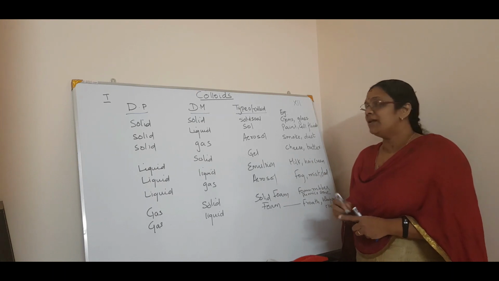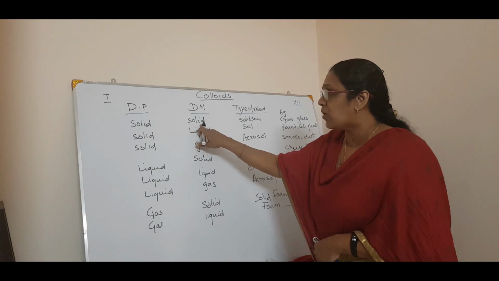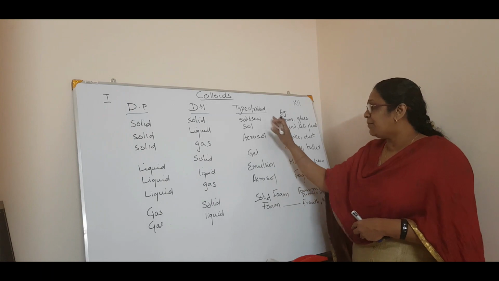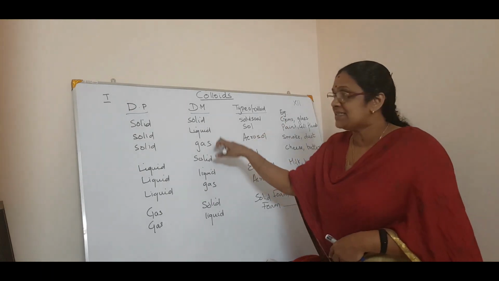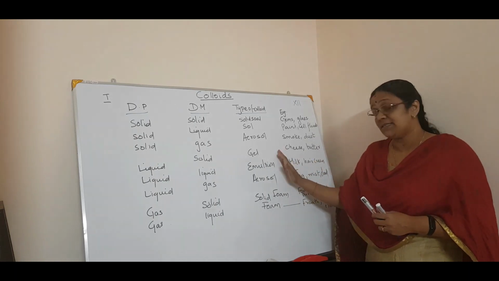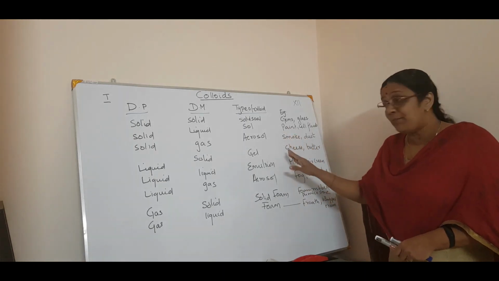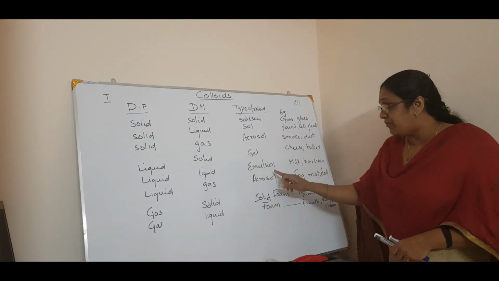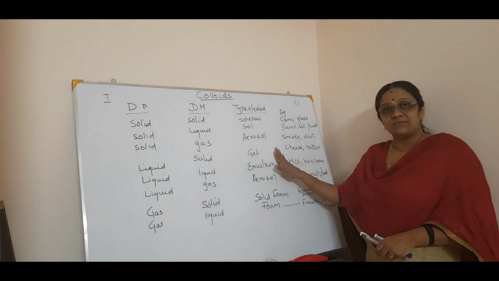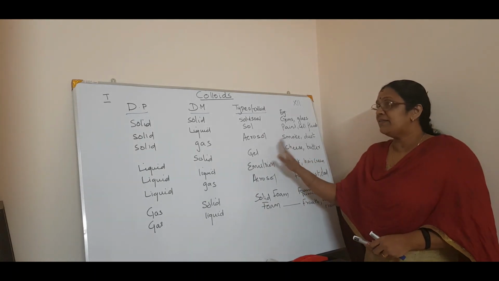So, one more question they can ask. What type of colloid is it when the dispersion medium is solid and dispersed phase is solid? Question comes like that. Okay. What is the type of colloid when the dispersion medium is gas and dispersed phase is solid? So that type of questions can come. So this table is very important. Or they can ask, give an example for an aerosol or give an example for an emulsion. Like that also they can ask.